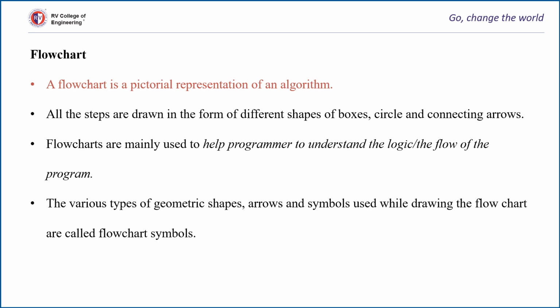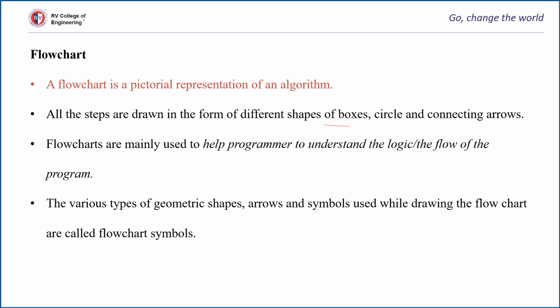now coming to the flowchart. Flowchart is basically a pictorial representation of an algorithm. Now in an algorithm, we write the process in a stepwise manner using English-like statements, but in the case of a flowchart, we make use of symbols. There are various shapes available to represent the flowchart, like box, circle, connecting arrows, and so on. Basically, a flowchart helps the programmer to understand the flow of control from one process to another process.